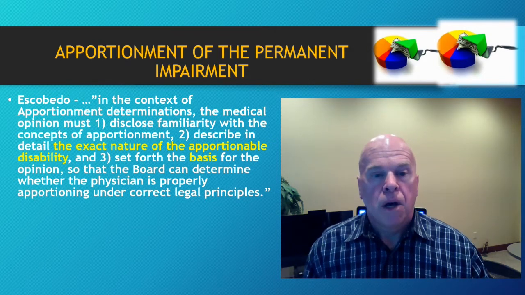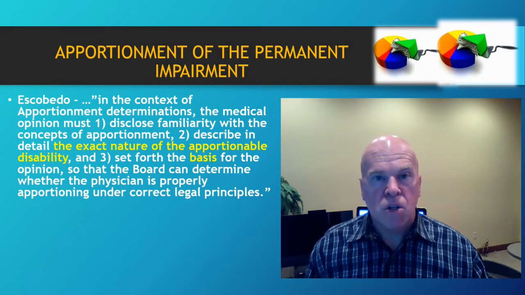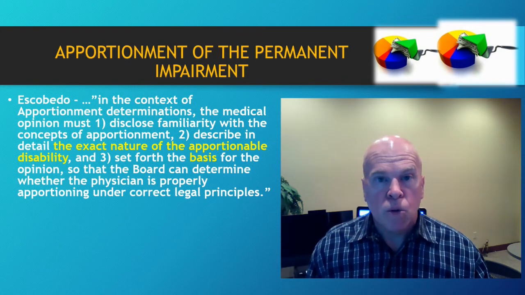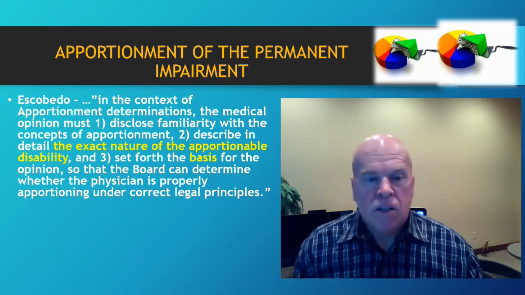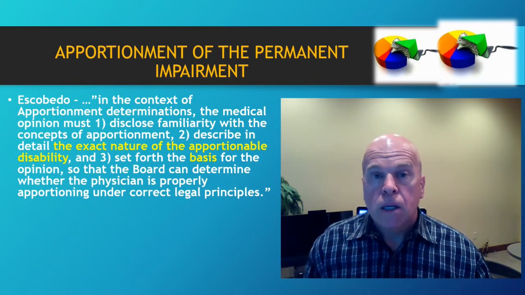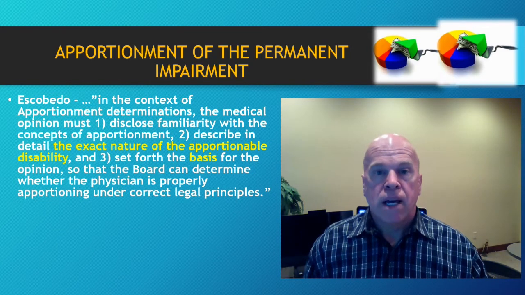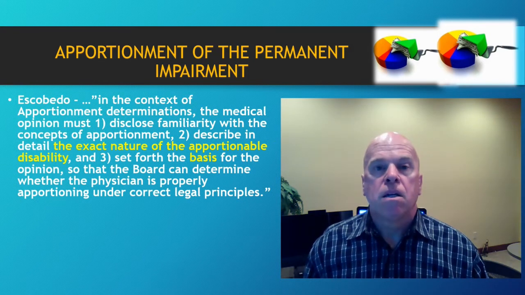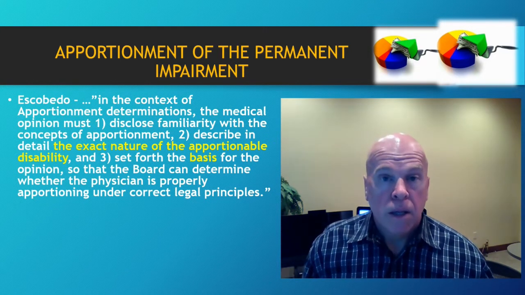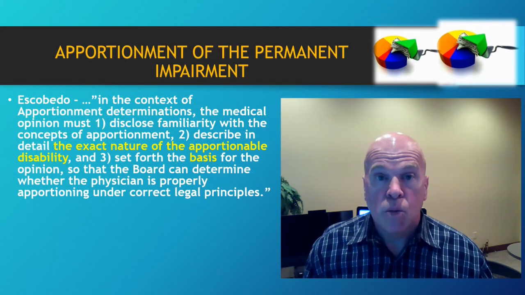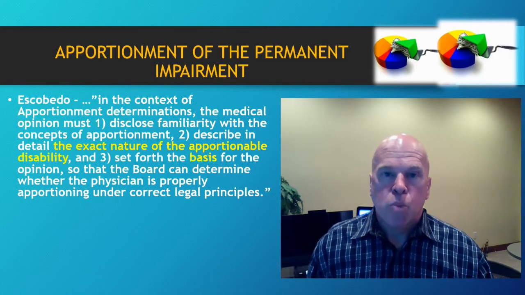So in the context of apportionment determination, meaning in those cases that involve permanent impairment, the medical opinion must, number one, disclose familiarity with the concepts of apportionment, and I'll show you exactly how to do that. And number two, and this is critical, it must describe in detail the exact nature of the apportionable disability. You must describe in detail the exact nature of the apportionable disability. Now, if you don't have an apportionable disability, meaning the examinee does not have permanent impairment, or the examinee is not even permanent and stationary and a permanent impairment rating cannot be established, can you provide an apportionment determination? No. You must describe first, step number one, the exact nature of the apportionable disability.